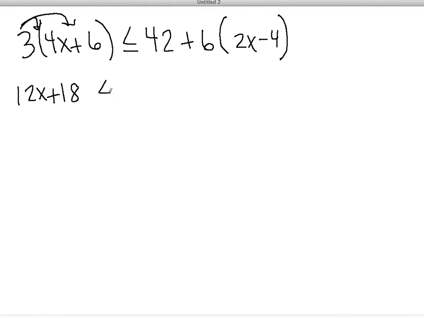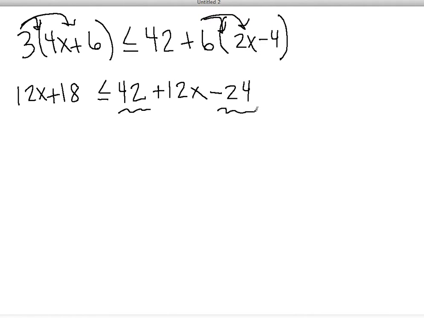Now we have this less than or equal to, 42 stands alone, and now again, we can distribute over here. So we get 6 times 2x is 12x, and 6 times negative 4 is minus 24. It's really important that you don't lose any negative signs. Now we're going to see if we can combine like terms on the same side. Can't combine anything here. This has an x, this doesn't. Over here, we can combine this 42 and this minus 24.